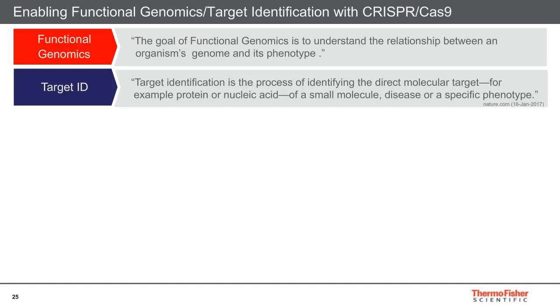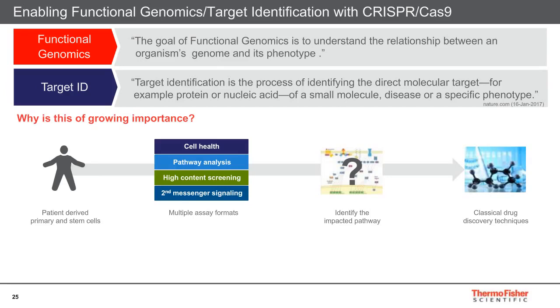The goal of functional genomics is to understand the relationship between an organism's genome and its phenotype, whereas target identification is the process of identifying the direct molecular target, be it a protein or nucleic acid, of a small molecule or a specific phenotype. Essentially, functional genomics is done on a larger scale or in high throughput mode.